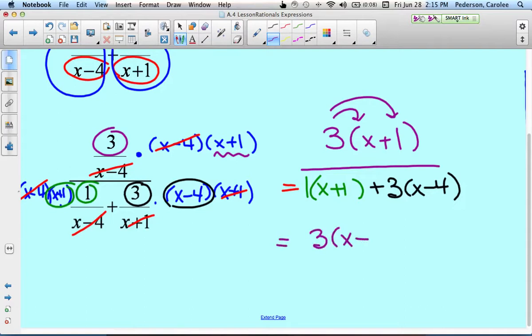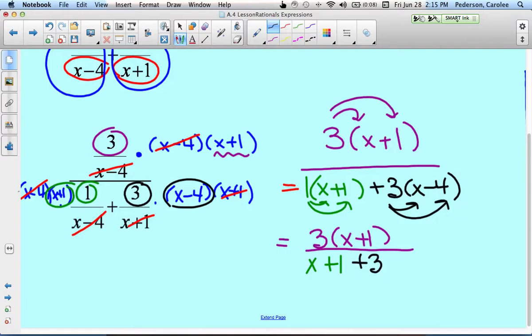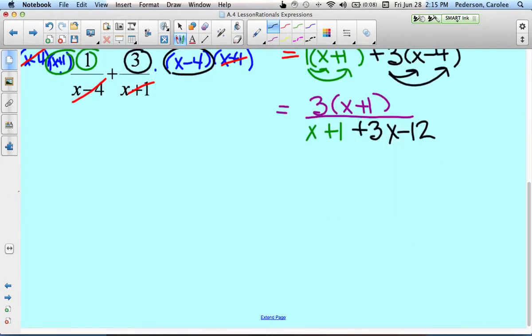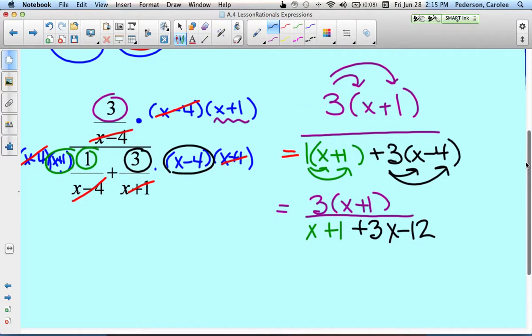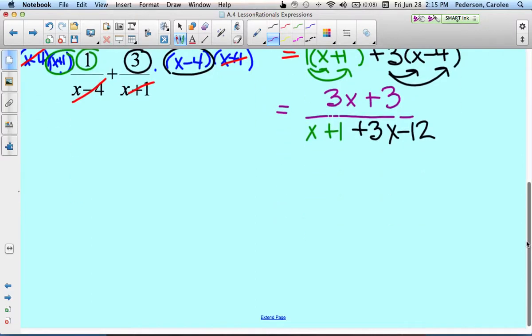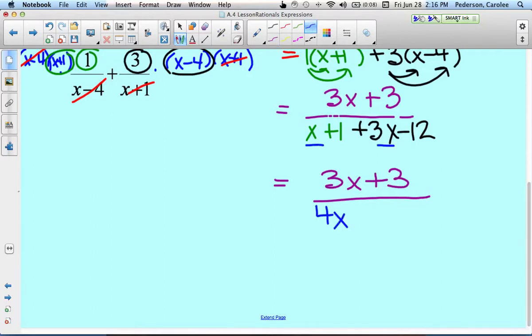So we have 3 times x plus 1, and then over, distribute the green. Well, 1 times anything is still itself, so that's just x plus 1. And then in the black, we'll distribute. Now we have some like terms in the denominator. Oh, I did not distribute this purple one, so let me change this here for you. It should be saying 3x plus 3. Now in the denominator we have that set of like terms of x and 3x. x and 3x become 4x, and then 1 and negative 12 become negative 11. And that is our complex fraction simplified.